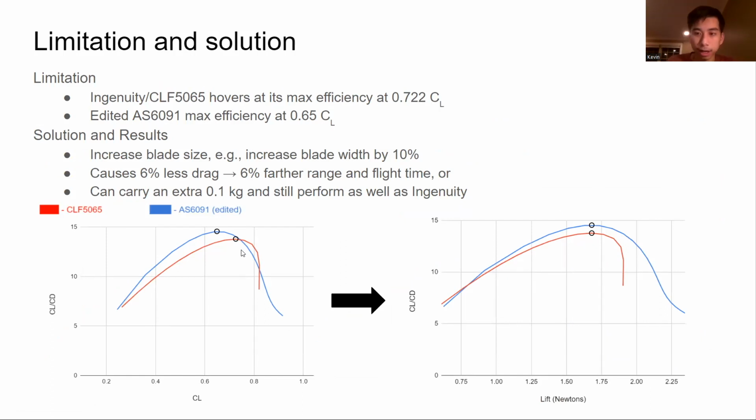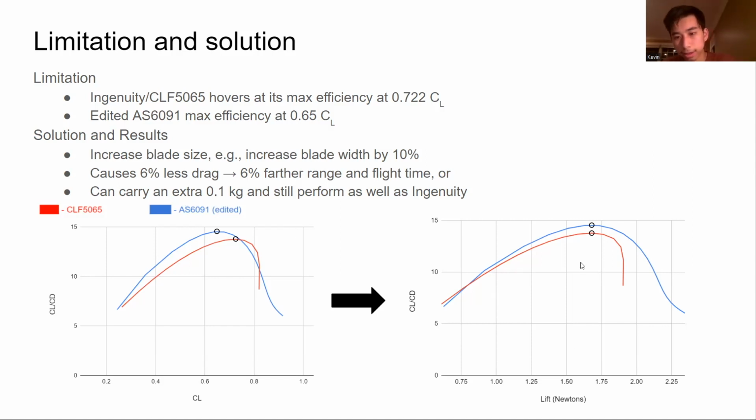But what I can do is that I don't need to change the airfoil's dimensions or its shape. Instead, I'll increase the blade itself. I'll increase its width by 10%. And this actually creates a little bit more drag, but it also evens out in terms of the lift over drag for higher CL values. And on the new graph, we have something else called lift newtons on the bottom. This is just lift in newtons. And as you can see, the peaks of efficiency are lined up, which is what we want.